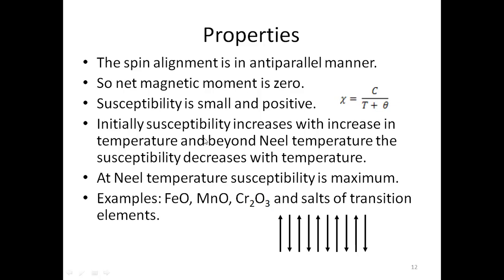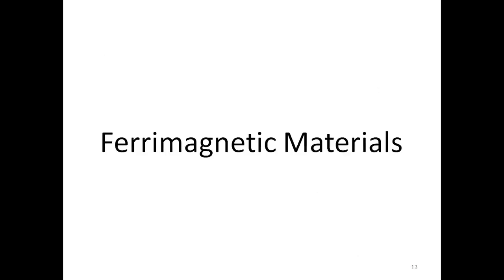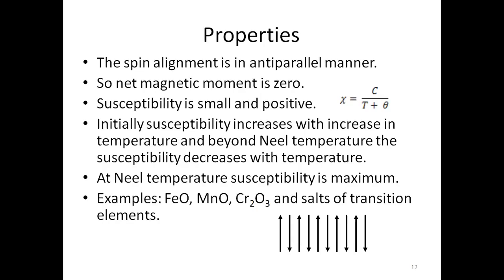Initially, the susceptibility increases as you increase the temperature, and at a particular temperature, we call that the Néel temperature, the susceptibility value decreases with respect to the temperature. So here you'll find that at the Néel temperature, this is the name of the scientist, the susceptibility is the maximum. Examples of the antiferromagnetic materials are iron oxide, manganese oxide, and so on, and the salts which come under the category of transition elements.